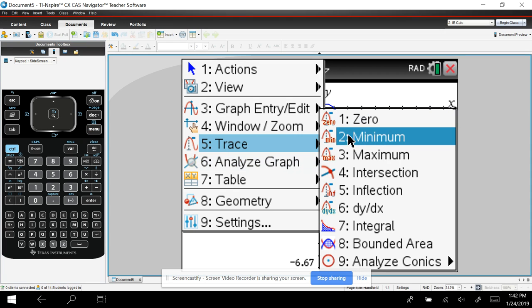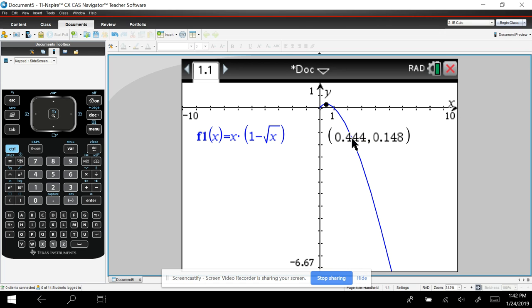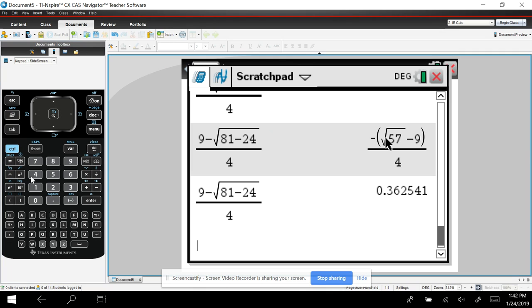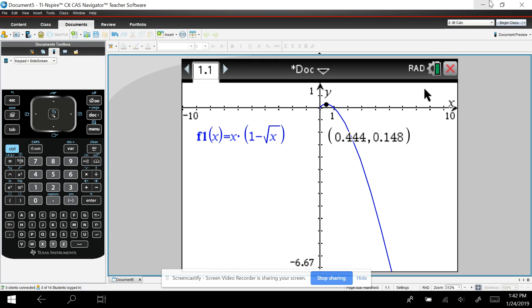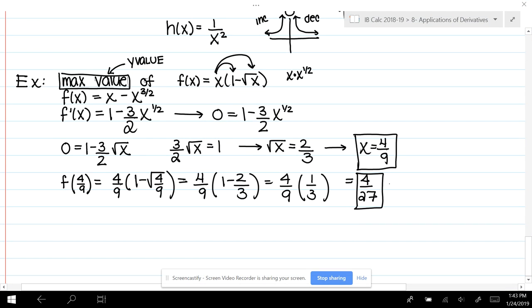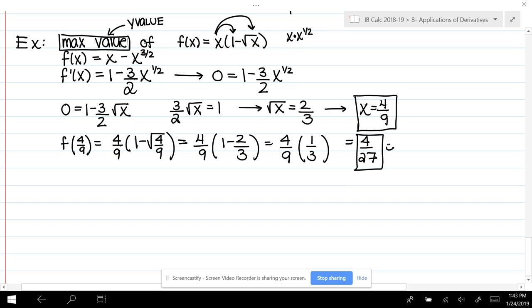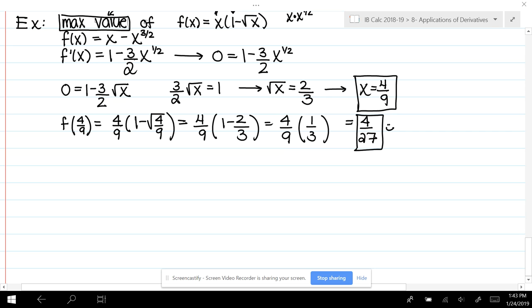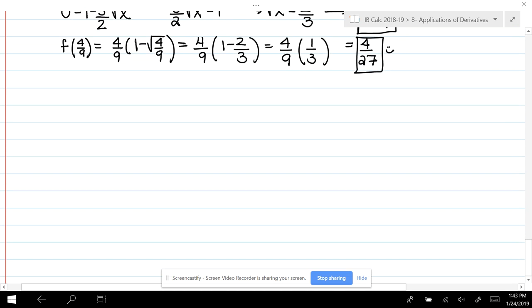Menu, analyze graph, maximum. I'm going to go to the left, and to the right. Oh my gosh, 0.44444. That's 4/9. I wonder if 4/27, what is that? 0.148. Guys, we got that. Isn't that fun? Yay, I loved that one. Cool, so that was kind of fun. We didn't really have to stress about looking at the domain of that guy. So let's just do one more.